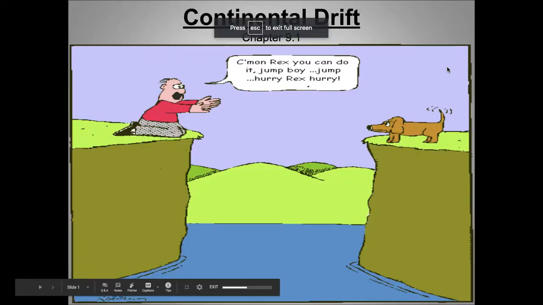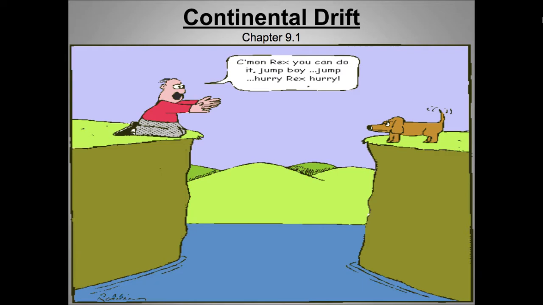Today is September 23rd. We are starting our third unit this year, which is Big Geosphere, Big Lithosphere, whatever you want to call it. And we are starting today by looking at continental drift. So we want to look at how do we know that the continents have moved? How do we know that?